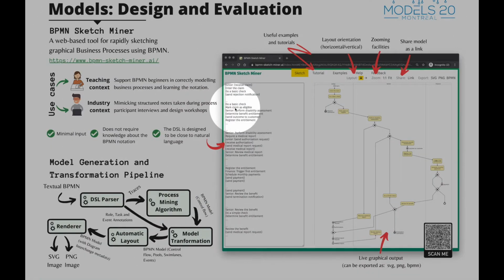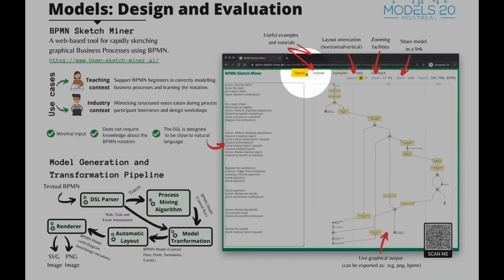While introducing the input in the text area, the tool generates at the same time the visual output in this frame here, which allows the user to see the evolution of his model in a live way. This output can be exported in SVG, PNG, and also BPMN, which allows the user to be free to refine and continue the edition of the model in a tool of his choice.